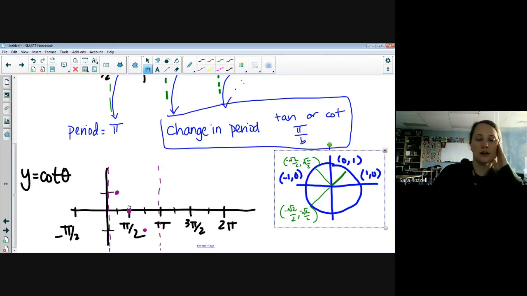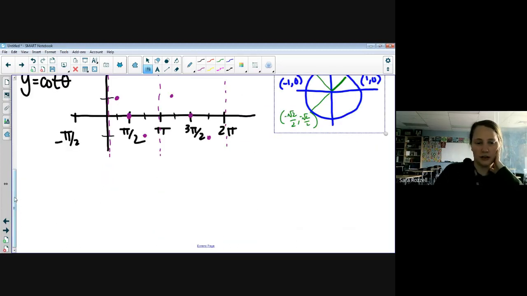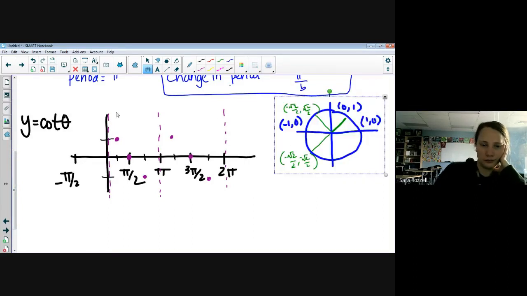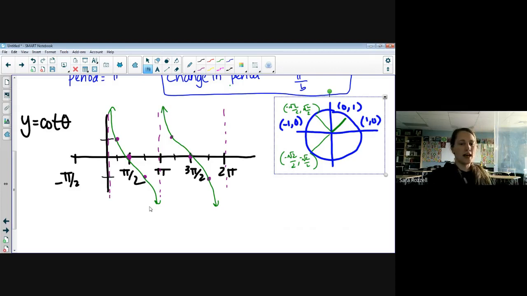Okay, and at this point, I already told you that pi is going to be the period. So starting now, we repeat and we do it again. So 1, 0, -1, asymptote. Same thing if we go backwards. I just don't really want to do the backwards today. So just like a tangent, the period is pi rather than 2 pi.